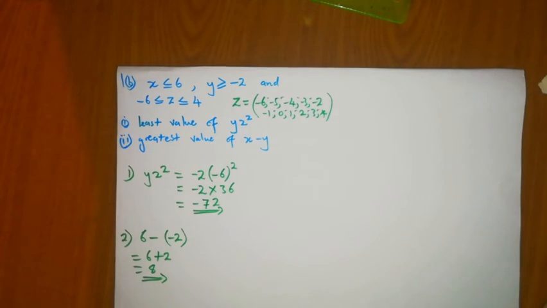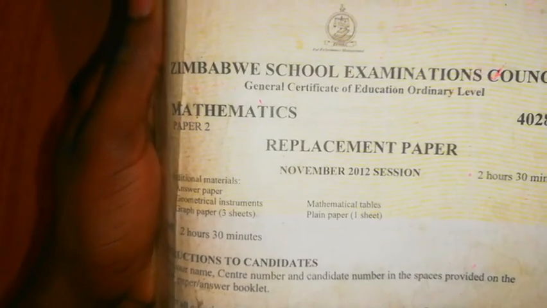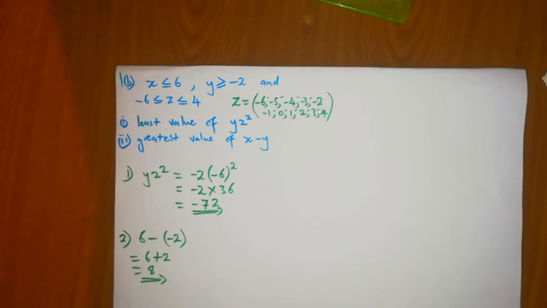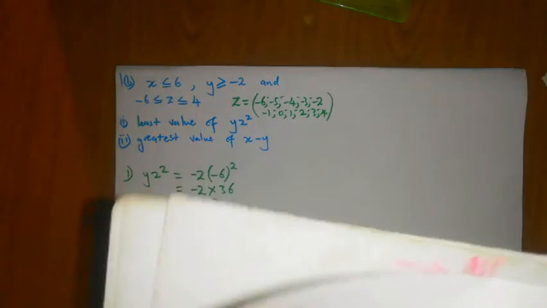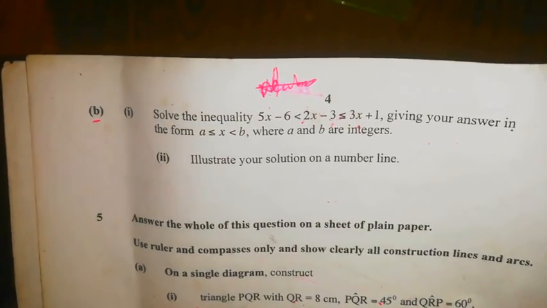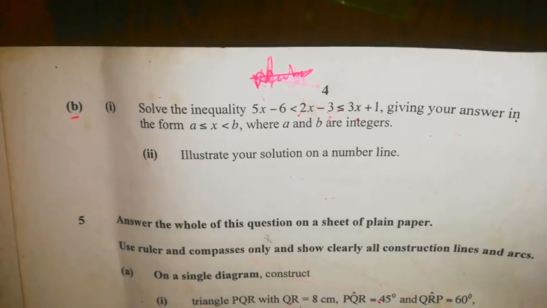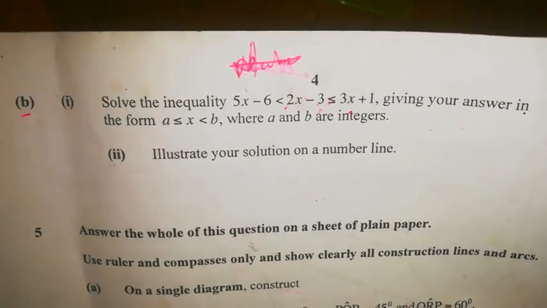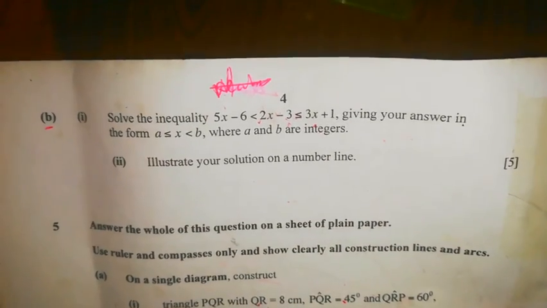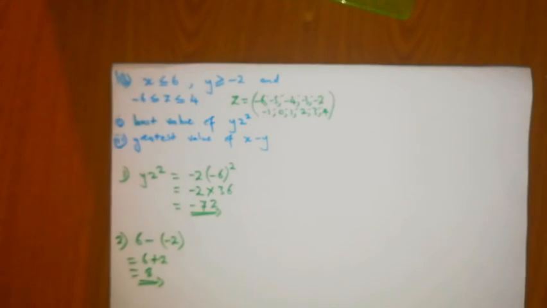Here I've got the other one. It's a November 2012 replacement paper. Here comes our question, which has 5 marks. There is the question, solve the inequality. Then you are required to illustrate your solution on a number line. It has 5 marks again.